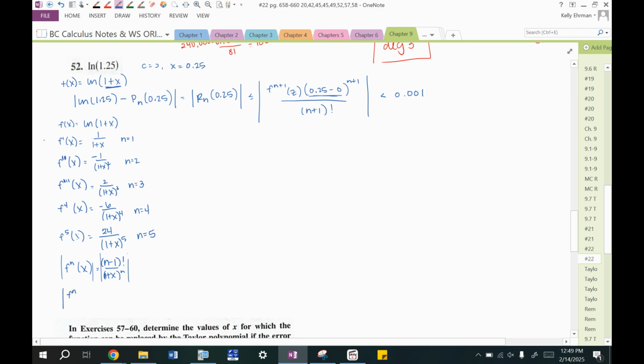And then what about the n plus 1 derivative? That would just be put in n plus 1. So n plus 1 minus 1 becomes n factorial, and 1 plus x gets raised to the n plus 1. Our last job is to figure out the max value. And remember, z is a number sitting between 0 and 0.25.